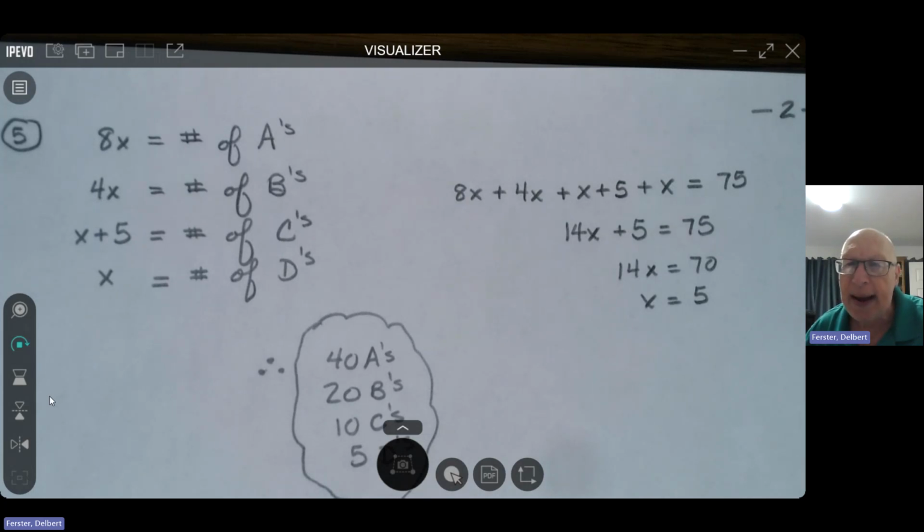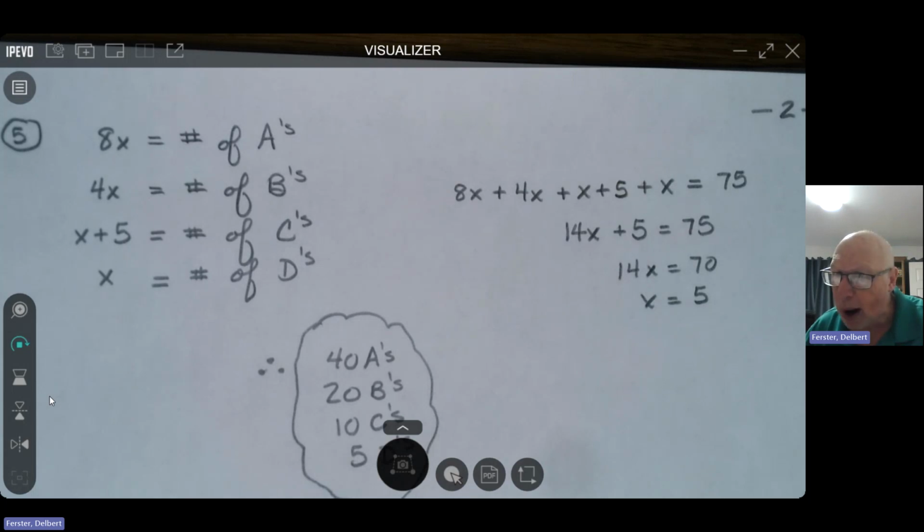Combining like terms, if you add 8, 4, 1, and 1, you'll get 14X. The only constant term on the left side is the plus 5. So we'll let it sit for a moment. Now let's move it. So we're going to subtract 5. So that'll make us 14X sitting on the left and 70 sitting on the right. A clean divide gets us to X equals 5.